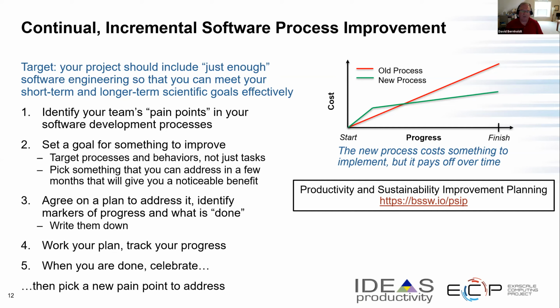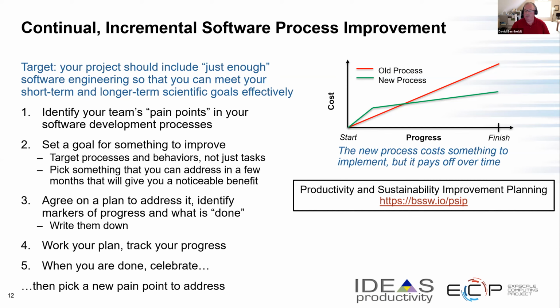Pick something you can address in a few months that'll give you a noticeable benefit. Agree on a plan to address it, and how will you decide when you're adequately done? Then work to your plan, track your progress. When you meet all these markers, have a little celebration, and then you can go along and find the next pain point that you want to tackle. And over time, what you'll find is that you're bending down this curve instead of the red curve where the cost just increases over time. Then with the new process, the idea is that maybe you put in a little more work to adopt a practice, but then it's going to help you save in the long run.